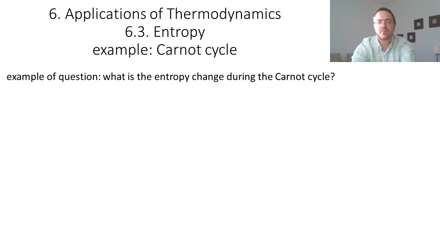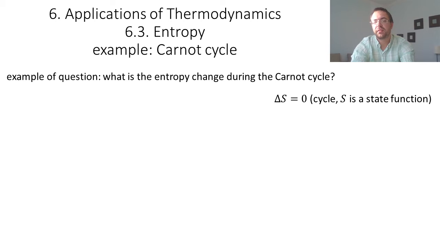Now, let's do another example of a question. What is the entropy change during the Carnot cycle? Well, you can answer this question even if you don't know anything about the Carnot cycle. Right? Remember that S is a state function, so it only depends on the state, not on the path. So if we have a cycle, the initial state and the final state are the same. So delta S is equal to 0.